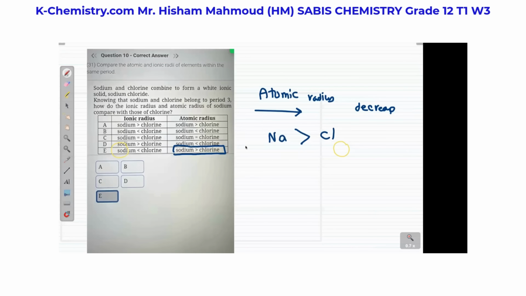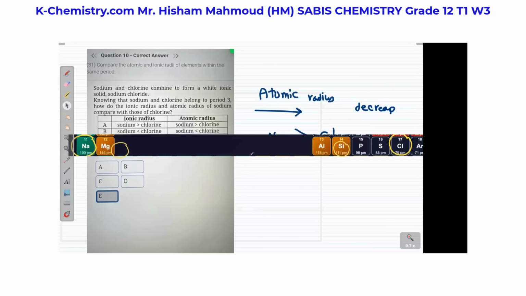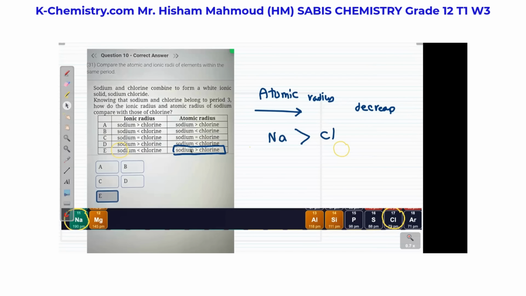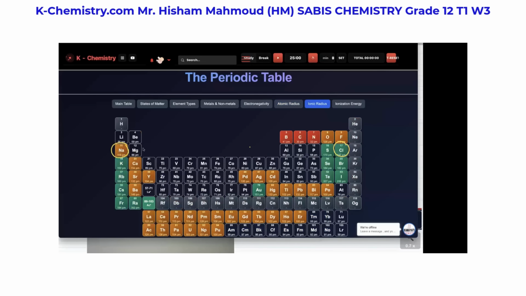Let's put it here also. Let's put this down here. Okay, this is for the atomic radius. The sodium is more, because when you go right, the atomic radius decreases. What about the ionic radius? Is there a difference? Yes. This is the radius of the atom, and this is the radius of the ion. The ionic radius is a little bit different.